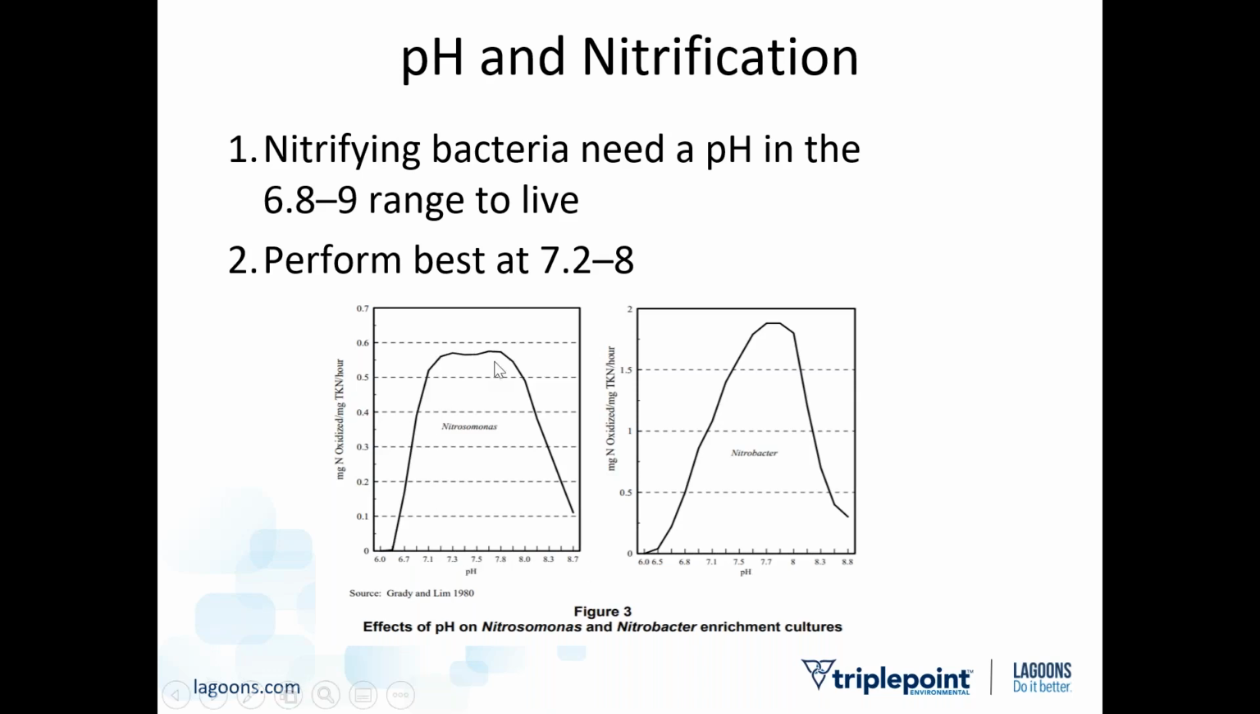7.2 is the start of this plateau. Nitrosomonas is the first bacteria. And then Nitrobacter on this side is a little bit more flexible. That pH range gives you the whole tip of this peak.